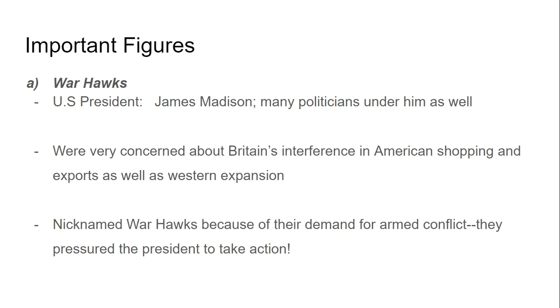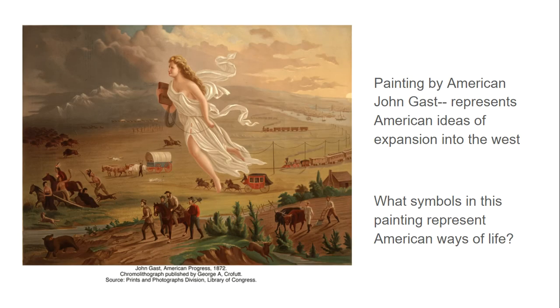The US president was James Madison, and many politicians under him were known as war hawks as well. They were very concerned about Britain's interference in American shipping and exports, as well as Western expansion. They were nicknamed war hawks because of their demand for armed conflict. They demanded to take up guns and fight, and they pressured the president to take action.